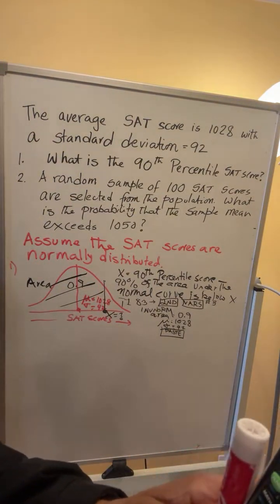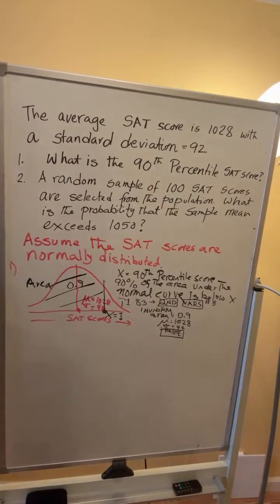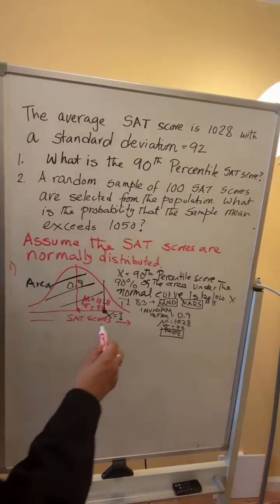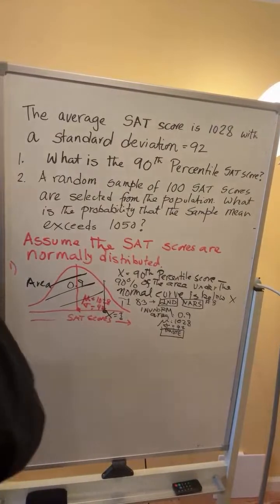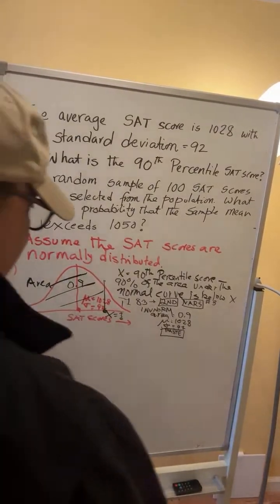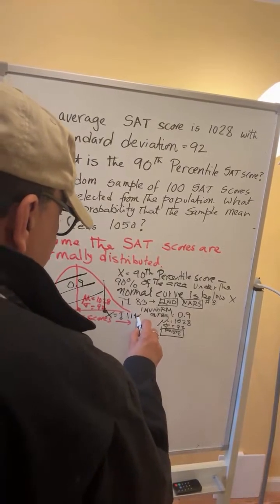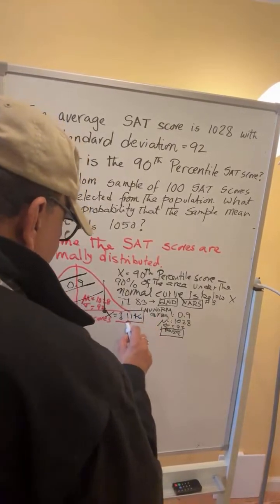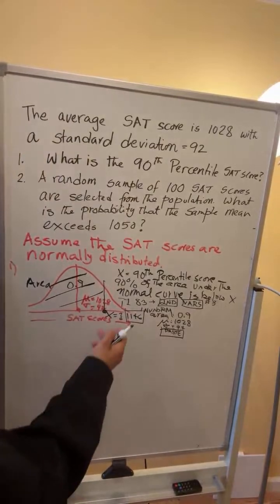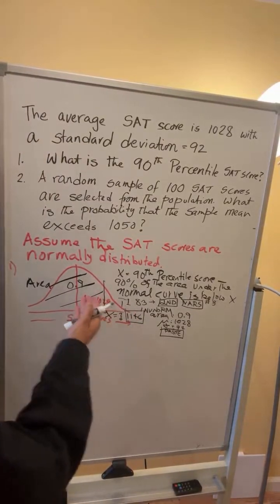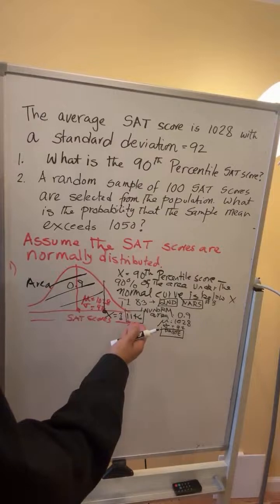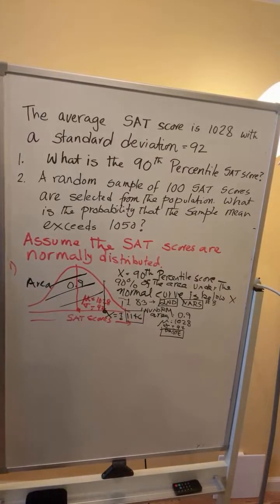And this particular score is 1145.9, which you can of course round to 1146. So that is your answer for part 1. The unknown score below which 90% of the scores fall is 1146. Okay, if you have any question, drop me a comment. I'll get back to you as soon as possible.